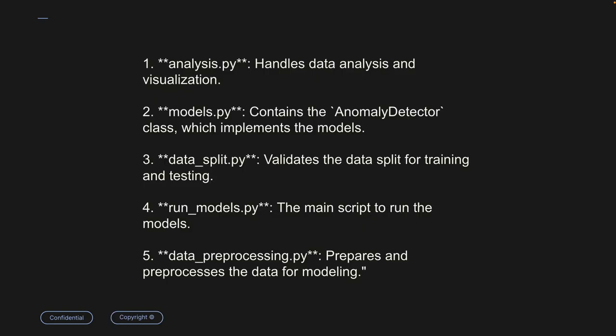So basically, I had a few files. I had analysis, which handles data analysis and visualization. I had models, which contains the anomaly detector. And then I had data split, where I used SMOTE and created an 80-10-10 data split. And then I had run models, which is just running the models. And then I had some pre-processing as well. So this is kind of how my file structure was for this project.